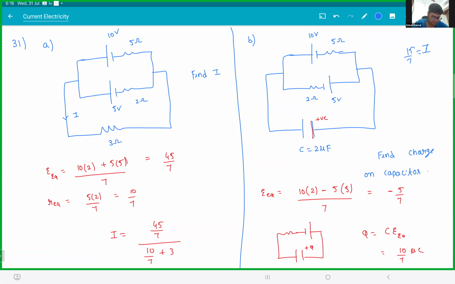Yes, sir. Then you have to find the potential difference across these two terminals. Understood? Then how much? 10 plus IR, because the current is going in the opposite direction. How is the current flowing here? Opposite direction. No, current is coming out only here. 10 minus IR only.